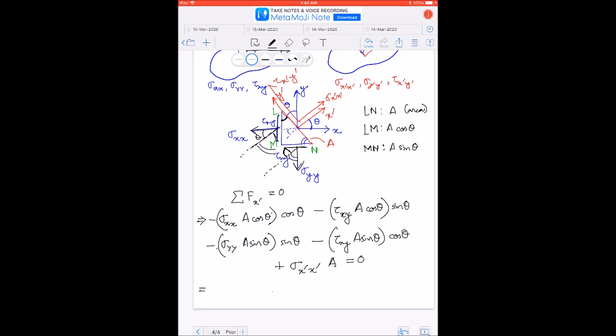So overall what we have, and you can see that from all the terms the area cancels, so what we'll have eventually is sigma x dash is equal to sigma xx cos square theta plus sigma yy sine square theta plus 2 tau xy sine theta cos theta. That's it.